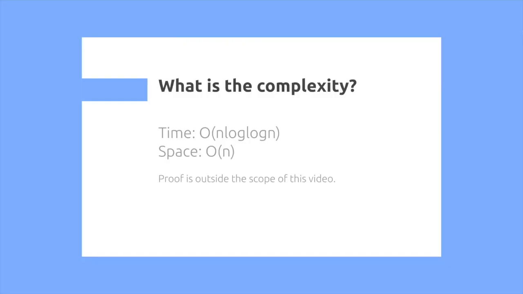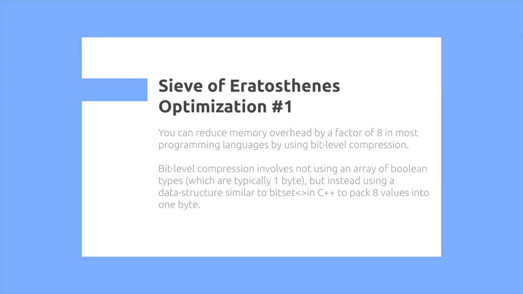So what is the time complexity of this? The proof is outside the scope of the video, but it's actually O(n log n). The space, unfortunately, is O(n). So the first optimization is we can reduce the memory overhead by a factor of 8 in most programming languages by performing bit-level compression, where we don't use booleans, which are 1 byte each, but instead use something like a bitset in C++.